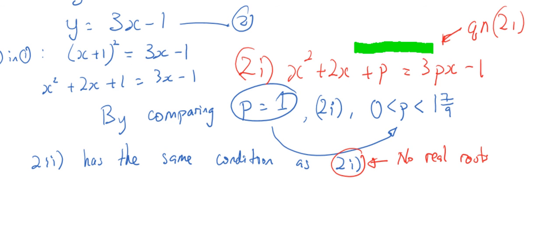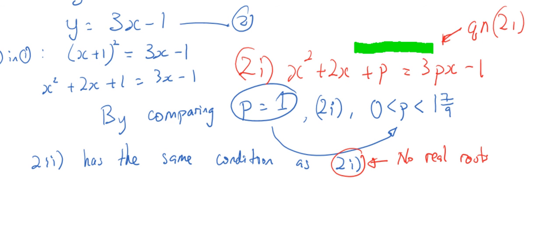Now how do I write in the statement? Okay, who is honestly lost here? Thank you for your honesty. Which part lost? After I compare, lost already. Okay. After P equals to 1, what I want you to see? I want you to look at 2 part 1 answer. 2 part 1 answer says what? P is between 0 and 1 7/9. Does this fall inside here? Yes. If this falls inside here, that means 2 part 2 has the same condition as 2 part 1. Does it make sense to you? Now you follow?